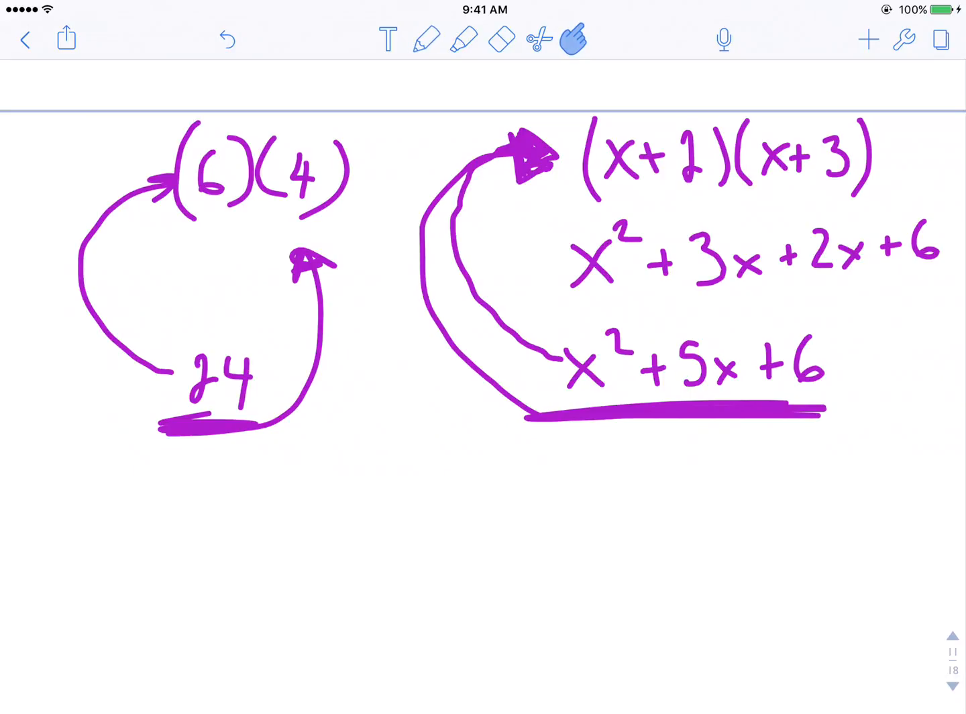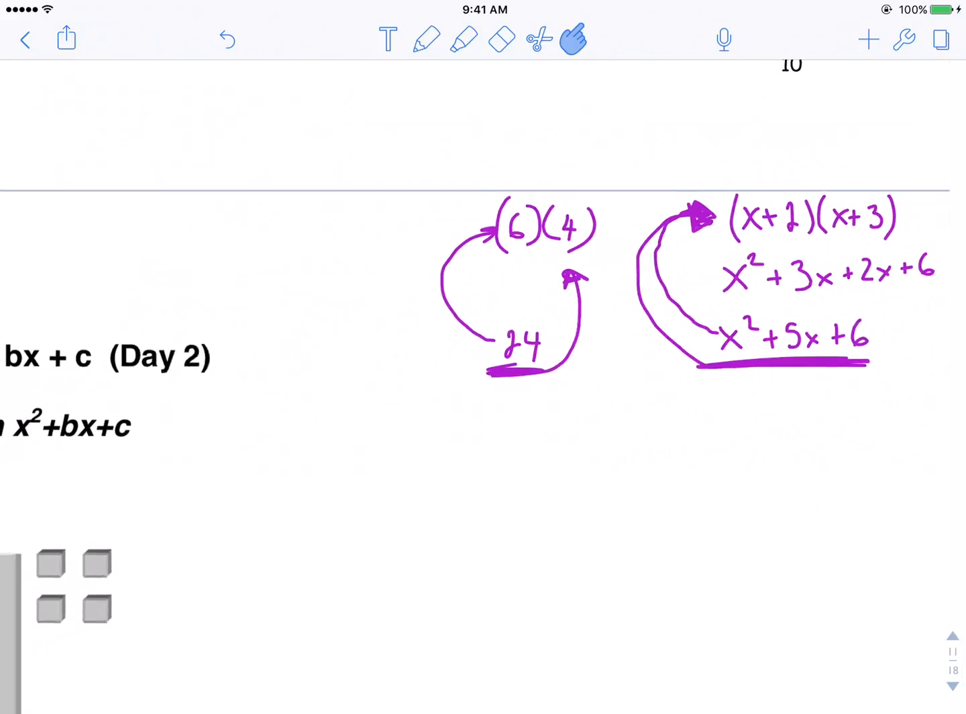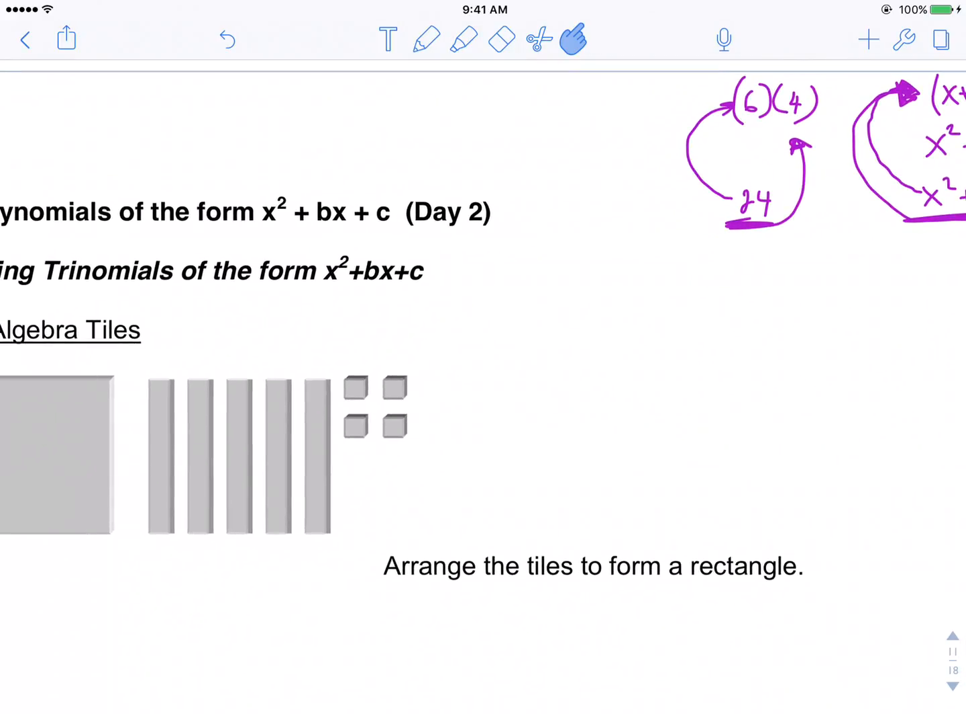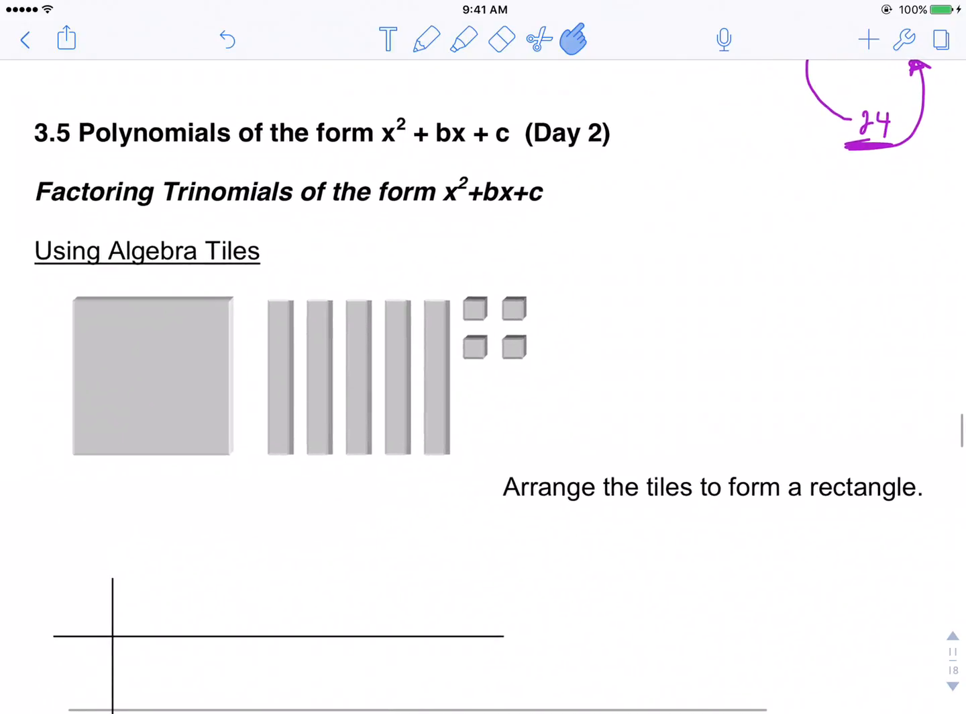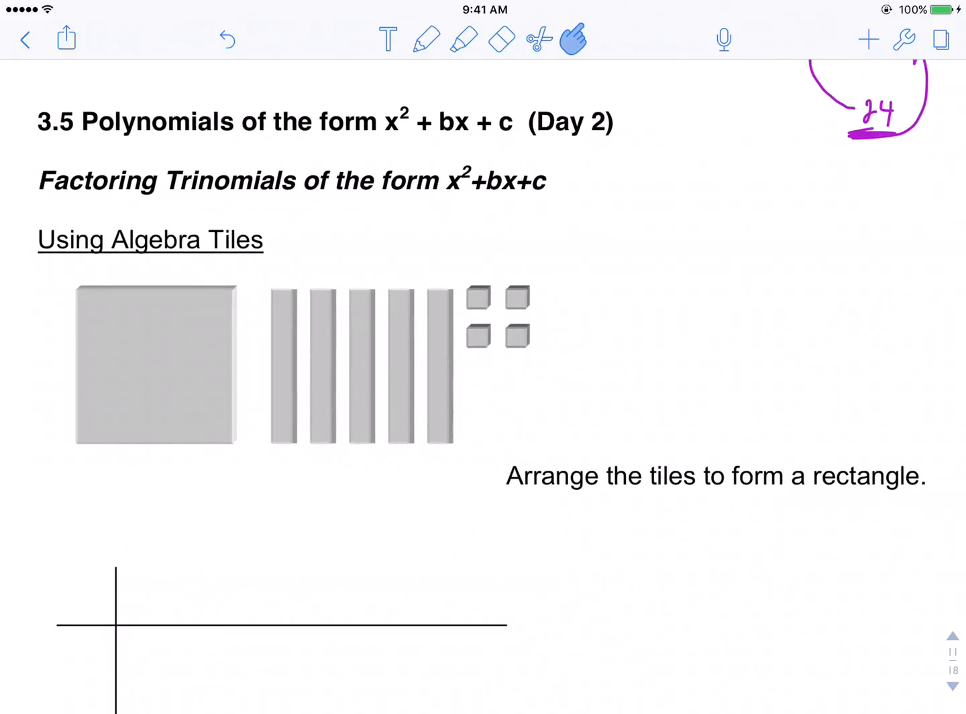And there's lots of little details within factoring that you really need to pay attention to and get into your tool belt so that you have that information to work with.